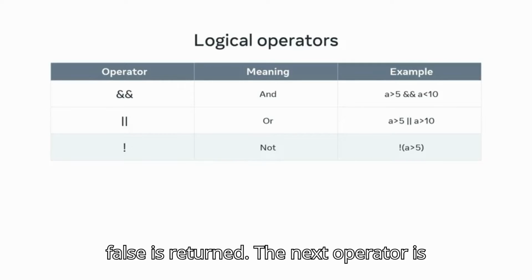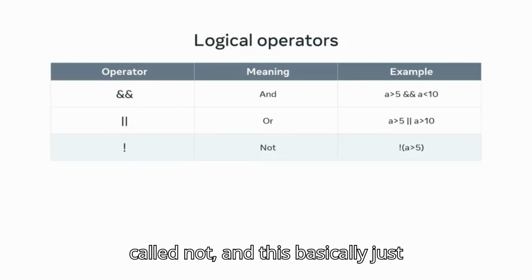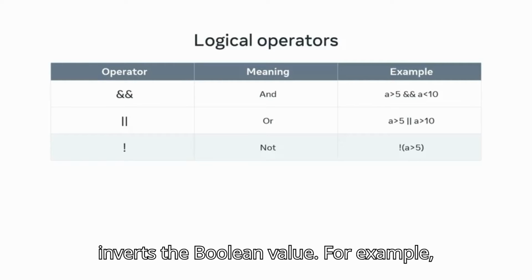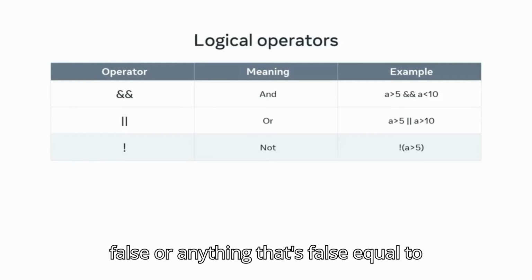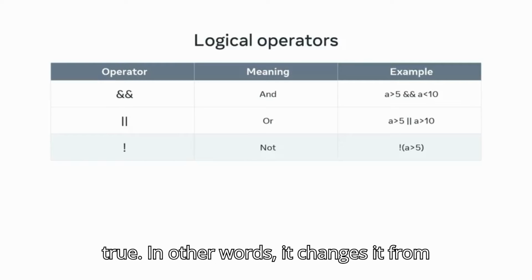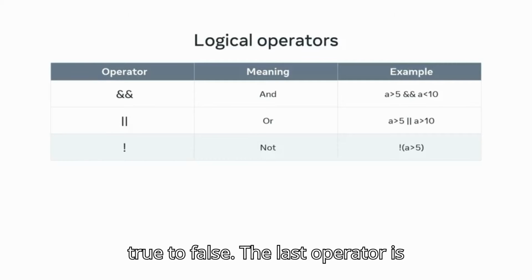The next operator is called NOT, and this basically just inverts the Boolean value. For example, it changes anything that is true equal to false or anything that's false equal to true. In other words, it changes it from true to false.